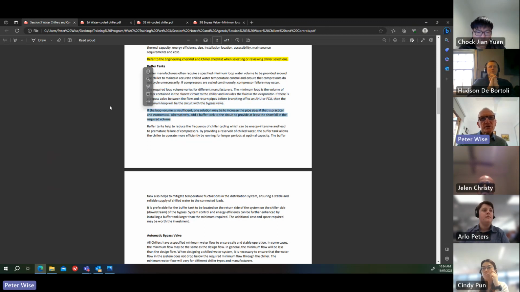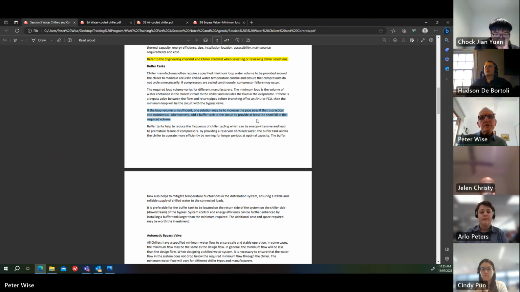If the loop volume is insufficient, in other words, if your loop around the chiller doesn't reach the requirements of the supplier, one solution might be to increase pipe sizes. That might be the easiest and the cheapest way to do it, if it's practical and economical. So instead of having, let's say, a 100 diameter pipe, you might say, well, why don't we make it 150 diameter if that makes up the volume? Obviously, it's going to cost more for the pipe work, but it might be cheaper than putting a buffer tank in. If you can't achieve that economically, you need a buffer tank to provide at least the shortfall in the required volume.